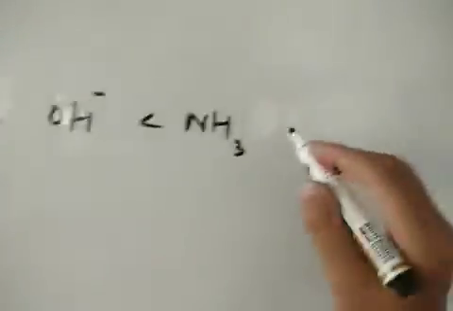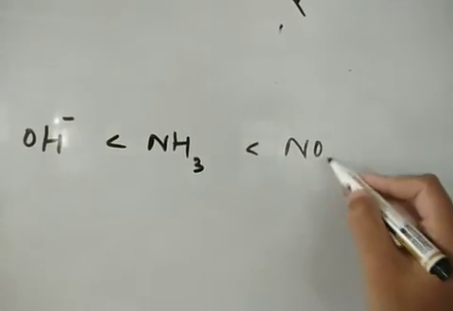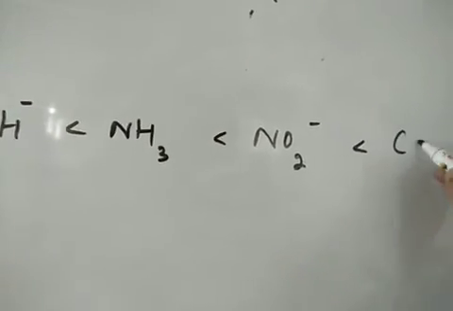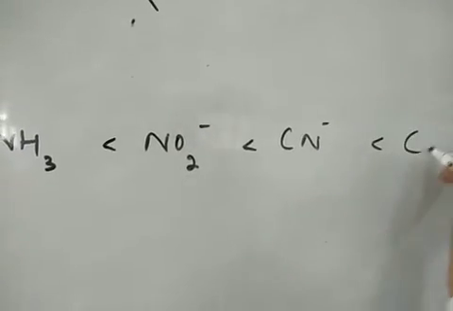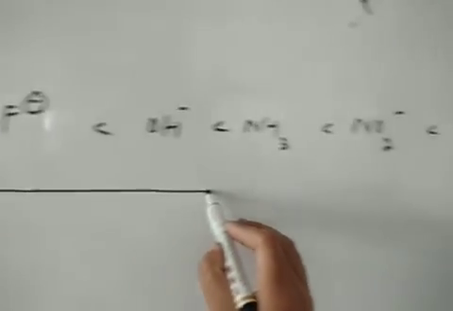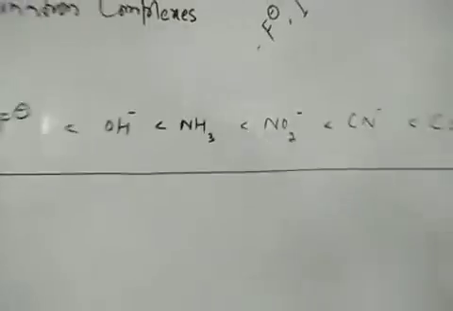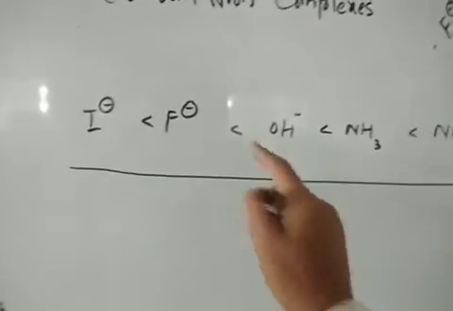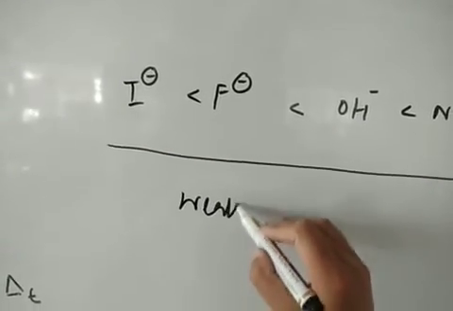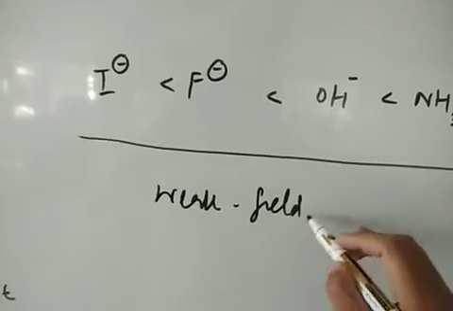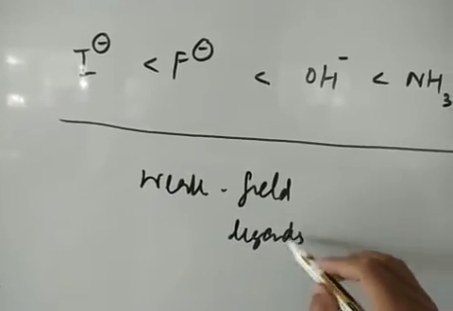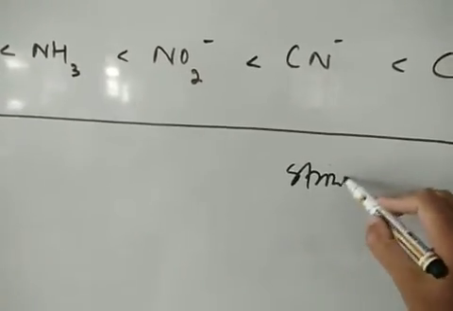I can further keep some more examples here. Then I will go straight to NO2, a few more points. Then I will go to CN negative and then CO. So I have arranged these ligands, which we usually see in complexes, in some order. Those ligands on this side are called weak field ligands. They have a weak crystal field. And the ligands on this side are called strong field ligands.